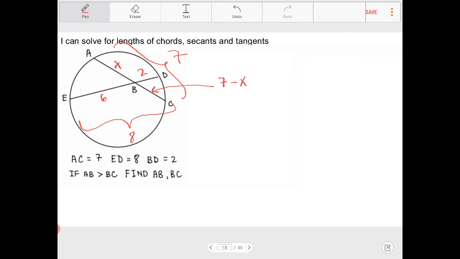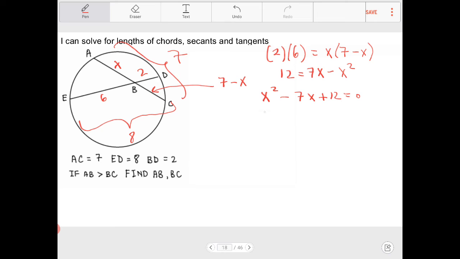According to the theorem involving the lengths of chords, the products of the partitions should equal one another. So if I take 2 times 6, it should equal X times 7 minus X. This turns into yet another algebra problem. 2 times 6 is 12. The right-hand side will end up with 7X minus X squared. I'm going to bring everything over to one side because this turns into a quadratic equation. I end up with X squared minus 7X plus 12 is equal to 0.